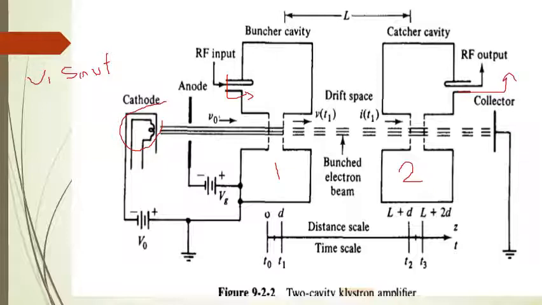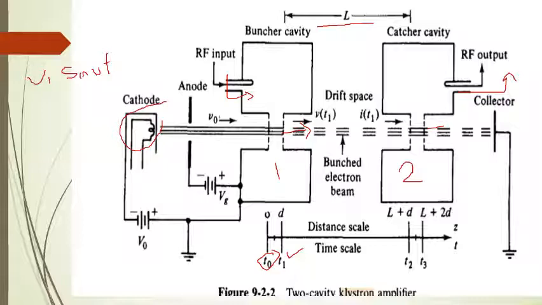What is this time limit T0, T1, T2, T3? Please note the buncher cavity and the catcher cavity, that is the input and output cavity, are kept at a distance L from each other. T0 is the time at which the electron enters the buncher cavity. T1 is the time at which the electron moves out of the buncher cavity. T2 is the time at which the electron enters the catcher cavity. T3 is the time at which the electron comes out of the catcher cavity.